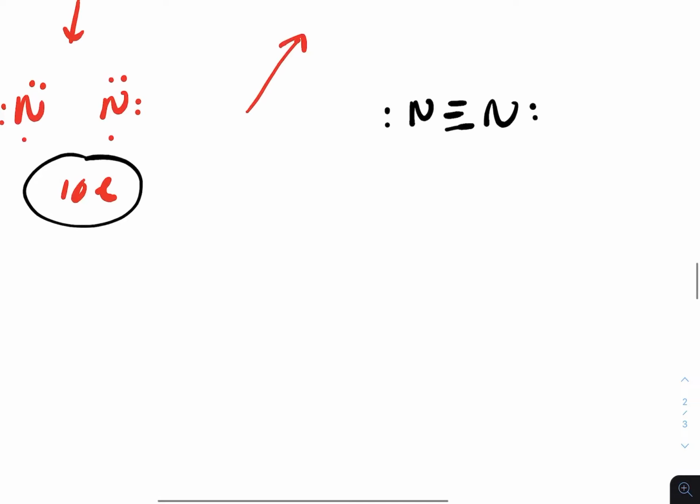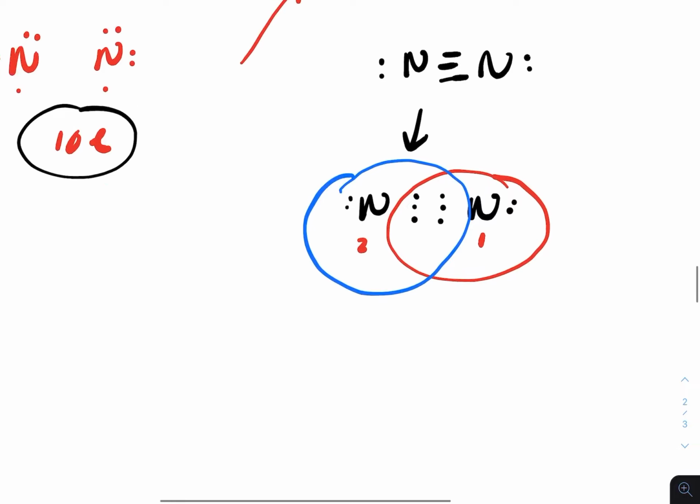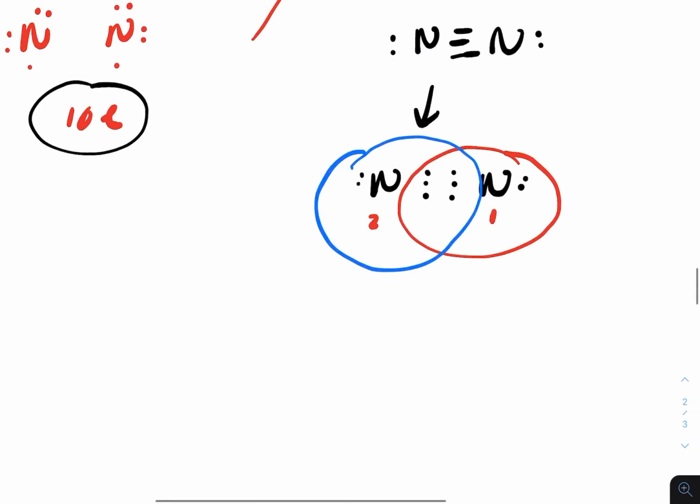Now, a way to better see this is this right here, where we see that nitrogen 1 has access to 8 valence electrons, and nitrogen 2 also has access to 8 valence electrons, right? So that's 3 bonds and 2 non-bonding electrons, 8, right? That is the only way we would be able to keep the 10, right?